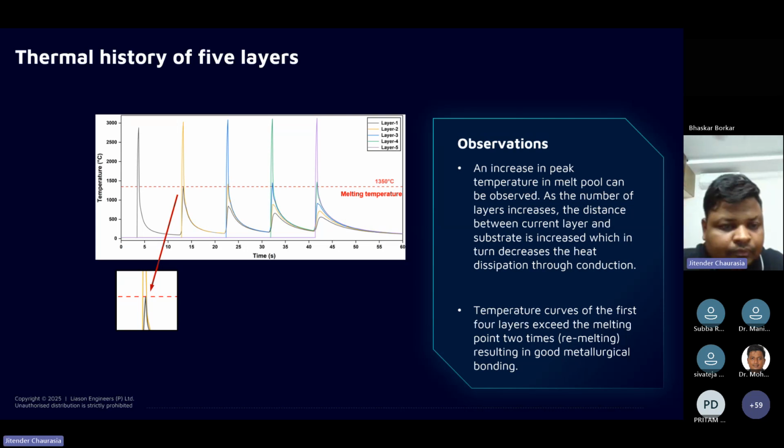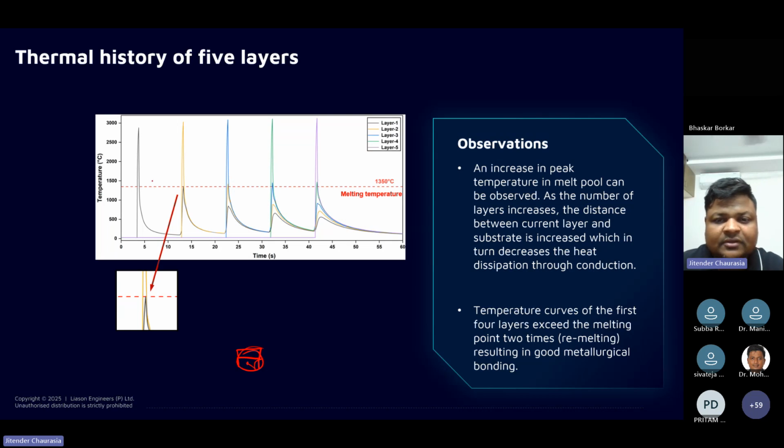Now we have also thought of studying the effect of remelting, because once you have deposited one layer, you are again depositing another layer. So what happens, this temperature will go down, again it will come back. How much it is coming back, we also thought of getting an idea of that.